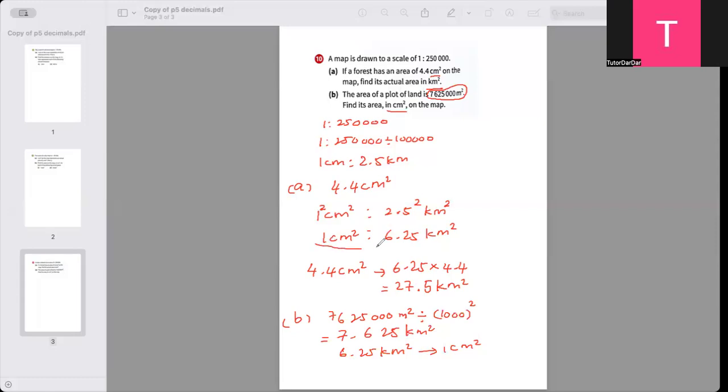So now, see, 6.25 kilometer square is 1 cm square. Where did I get it? I get it from here. Okay, so if you want 7.625 kilometer square, you can see this is becoming more. So 7.625 divided by 6.25, which will give you 1.22 cm square. Okay, that's all.